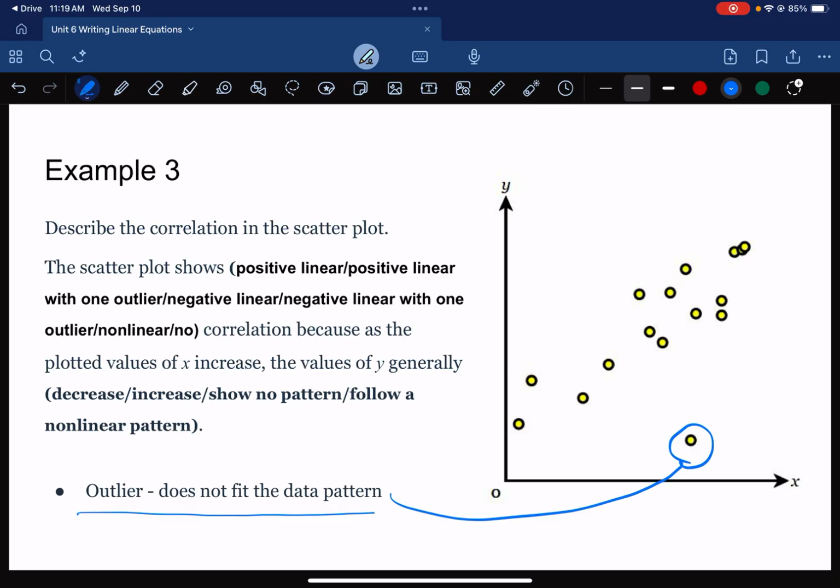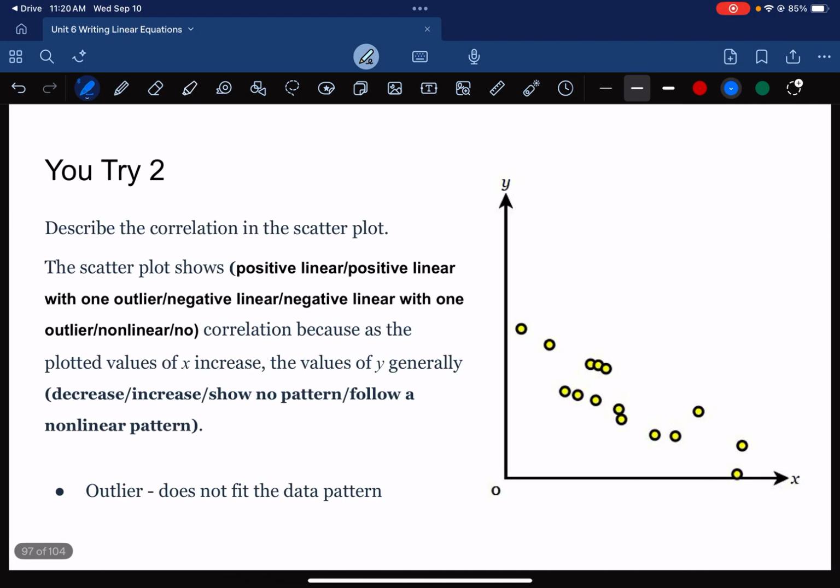All right. So this one definitely has an outlier, but is it positive linear with an outlier or negative linear? Negative linear with an outlier? Which one is it? Non-linear? No correlation? I think there's definitely a correlation here, and it is positive linear with one outlier, because as the plotted value of x increases, the value of y generally increases, okay?